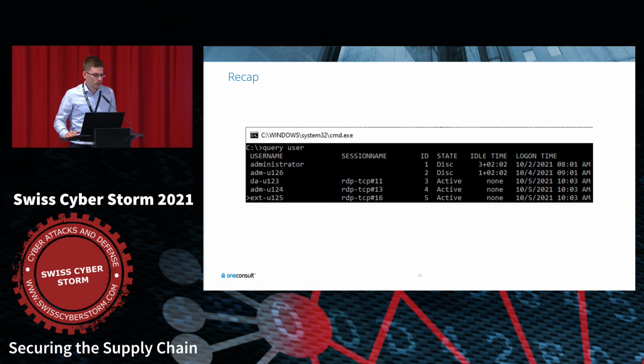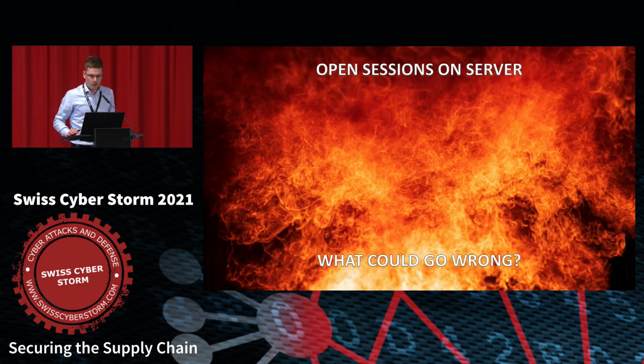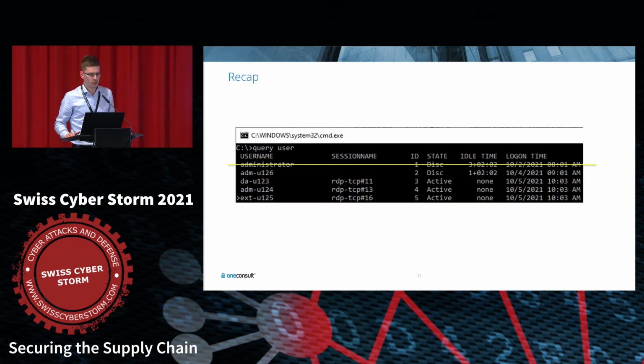So let's assume we have such a case in our network. This is a screenshot of users that are logged on. Good. So what could go wrong when the external provider has a malicious intent with local administrative permissions on this server? So we have a local administrator. This administrator has been used to connect our remote desktop to the server.